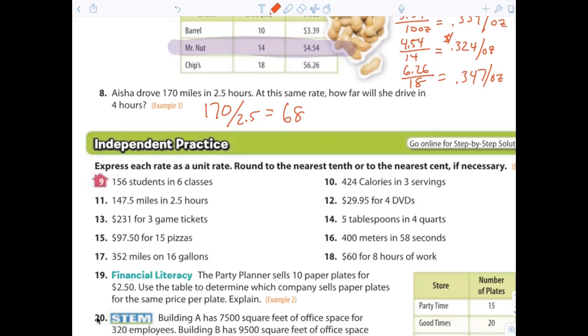68. So we're at 68 miles per what? Hour. Does everybody agree with that? So that means you can go what? 68 miles every hour. So the question is, think about it carefully. If I can go 68 miles in 1 hour, how many miles could I go in 4 hours?